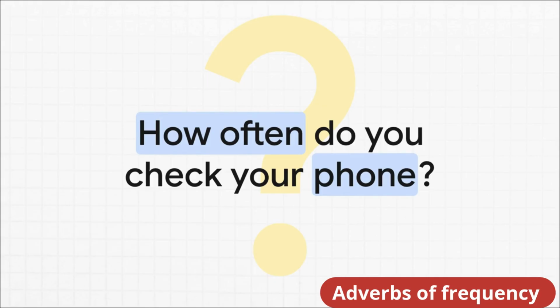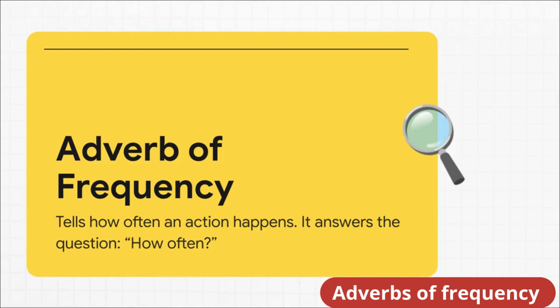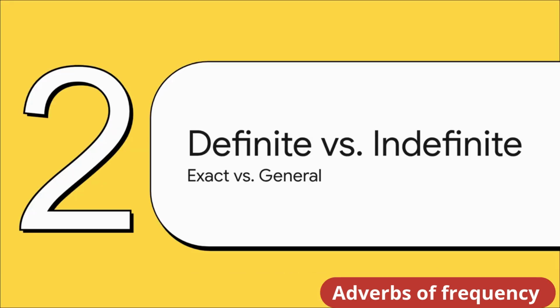See? This isn't some dusty old grammar rule. It's literally how we talk about our daily lives. So here's the official textbook definition, but don't let the word adverb throw you off. It's just a fancy label. All you need to remember is that these words answer one simple question: how often? Think of them as the color you add to a sentence to paint a picture of your habits and your routines.